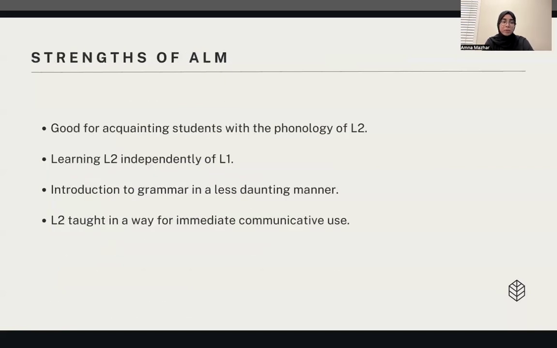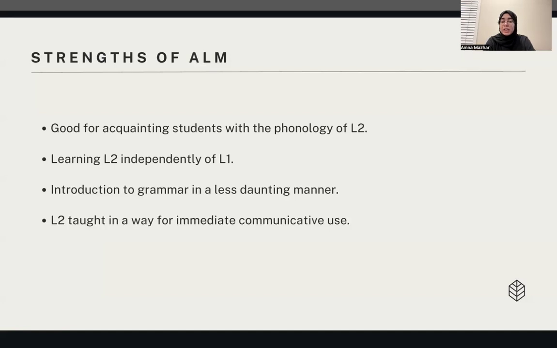The strengths of the audiolingual method. They're good for acquainting students with the phonology of L2, especially for familiarizing them with sounds or sound patterns that do not exist in their native language. For example, the sound pattern of M and N together does not exist in the language of English, but it does exist in Arabic. So if an English speaker is trying to learn Arabic, that sound combination will be new to them. And if the teacher is using the audiolingual method where they're repeating one vocabulary item over and over again, it will be easier for the students to pick up on the language pattern and the language sounds.